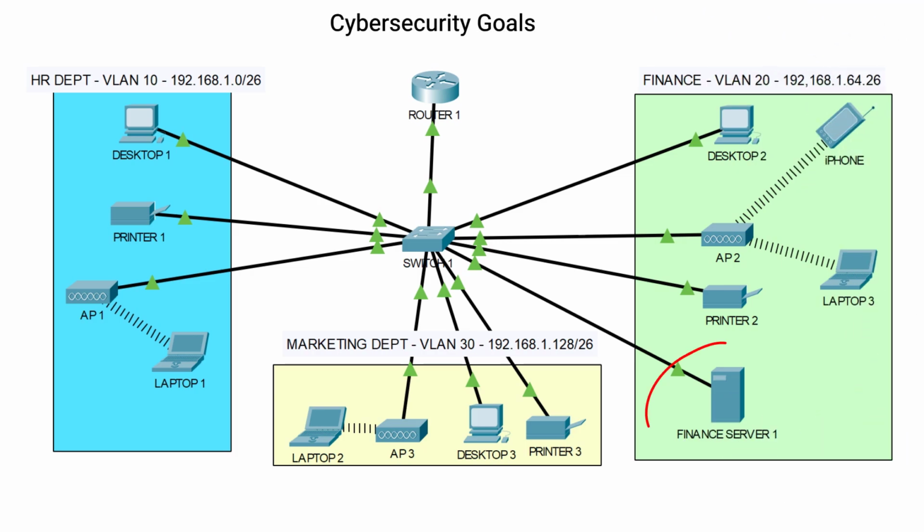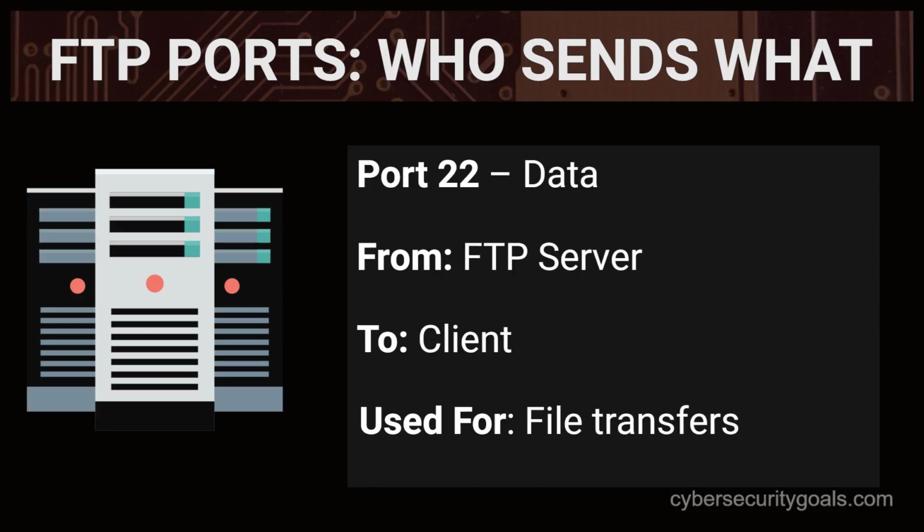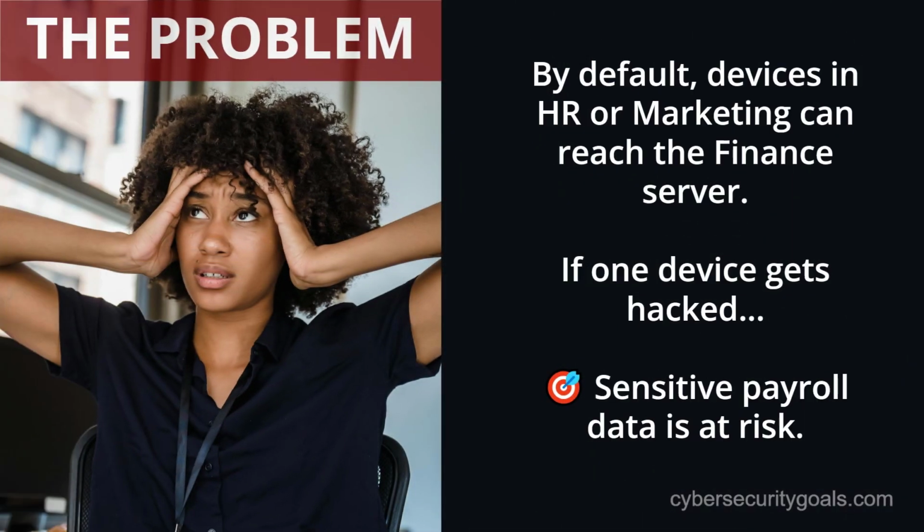Now look at this finance server here. This thing runs on ports 20 and 21. That's how people send and receive files. Old school, I know, but it's still useful. But here's the problem. By default, anyone in HR or marketing can reach the finance server. If one device gets hacked, sensitive payroll data could be exposed.